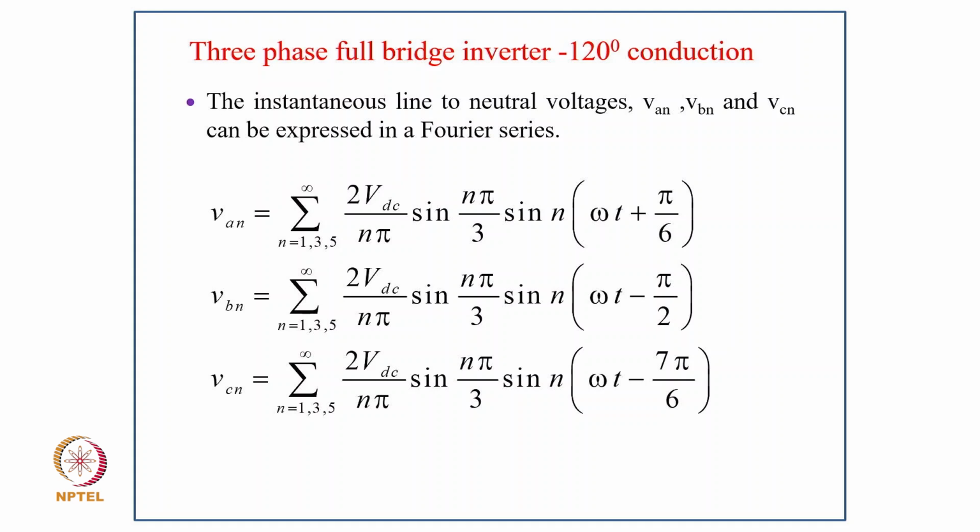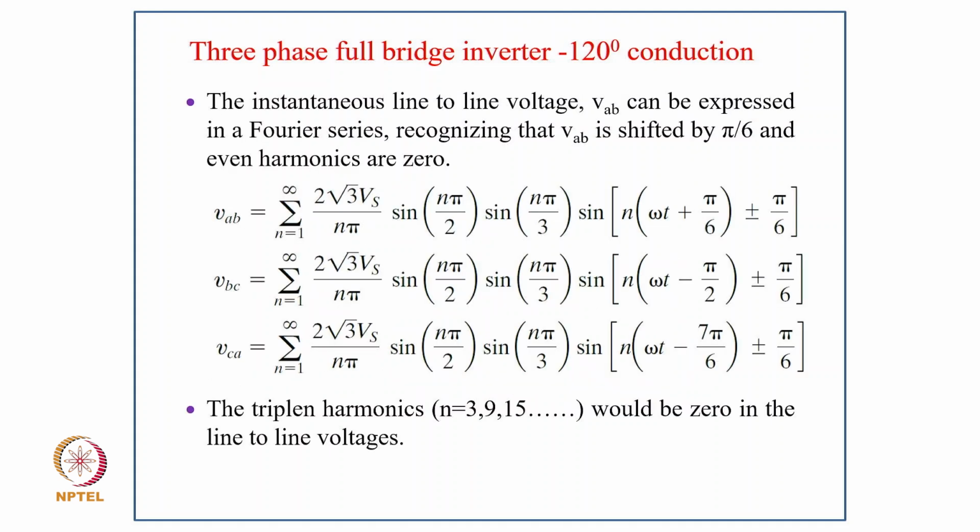Similarly, Vbn equal to sum over n equal to 1, 3, 5 to infinity of 2 VDC upon n pi, sin n pi by 3, and sin n omega t minus pi by 2. Similarly, Vcn equal to sum over n equal to 1, 3, 5 to infinity of 2 VDC upon n pi, sin n pi by 3 and sin n in bracket omega t minus 7 pi by 6. So the instantaneous line to line voltage VAB can be expressed in Fourier series, recognizing that VAB is shifted by pi by 6 and even harmonics are 0.